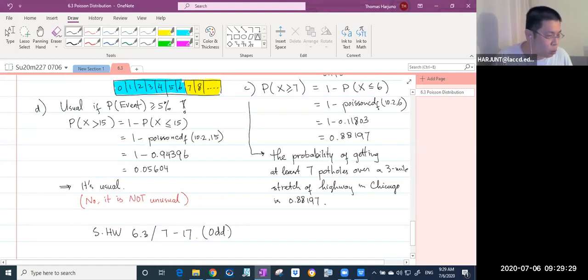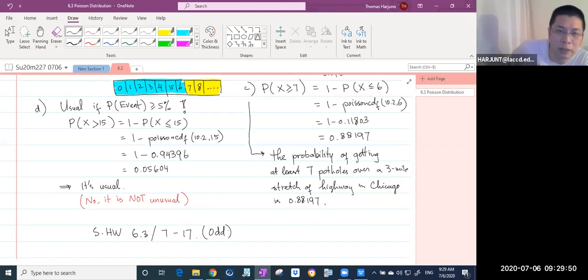Now, another reason I mentioned this, that it will be in your test, is because there was one semester, I think it's last semester or last year, where the department... will it be unusual or usual if the probability is exactly 5%? It's still usual. We consider it unusual only if it is less than 5%, so 0.04 something or less. Okay, 5% is still considered usual.